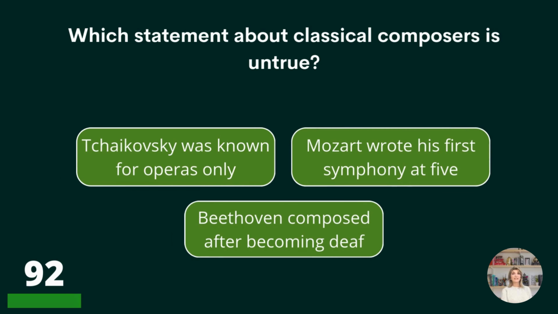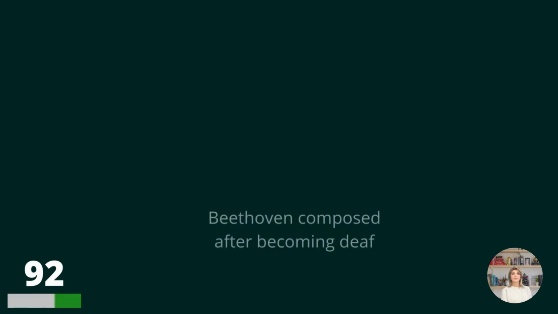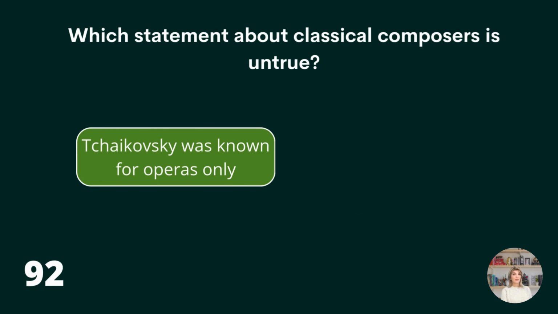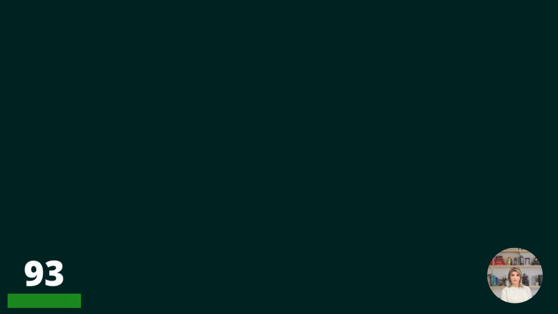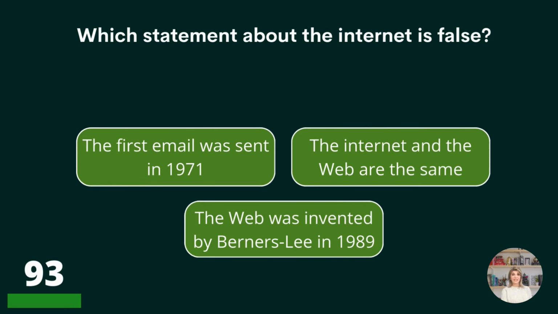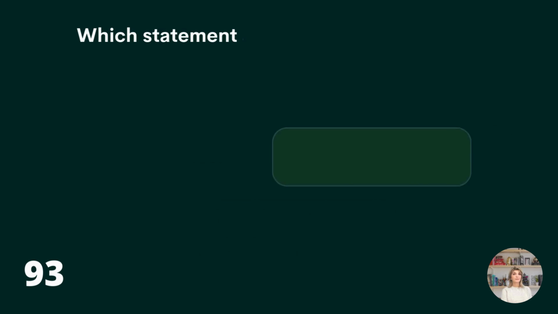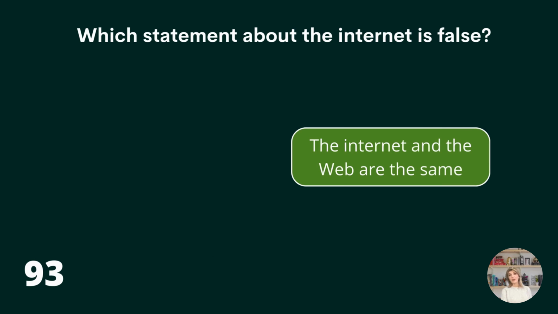Which statement about classical composers is untrue? Tchaikovsky was known for operas only, Mozart wrote his first symphony at 5, or Beethoven composed after becoming deaf. Tchaikovsky was known for operas only. Which statement about the internet is false? The first email was sent in 1971, the internet and the web are the same, or the web was invented by Berners-Lee in 1989. The internet and the web are the same.